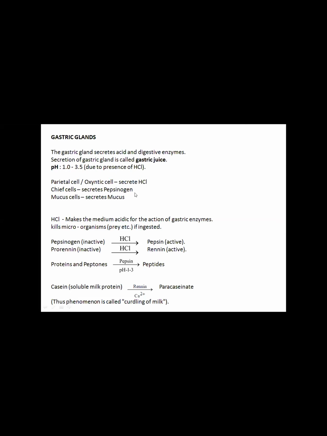But the chief cell is going to secrete the most important enzyme in the stomach, that is the pepsinogen enzyme. So what will the pepsinogen enzyme do? Ahead, it will become pepsin and it will ultimately do the digestion of protein, but it is being secreted in its inactive state. So in the presence of HCl, in the acidic environment, it is going to get converted into its active form, that is pepsin. Okay, Maulik, is it clear now?